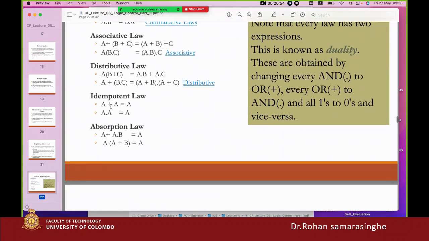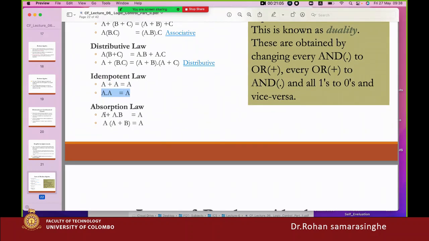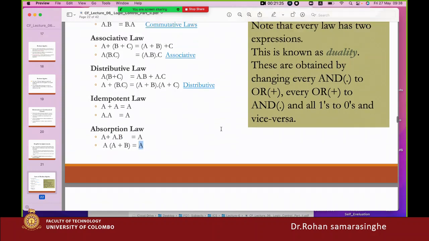Idempotent law means A plus A is A, A dot A is also A. A plus A and A dot A are the same. Absorption law: A plus AB. We can show A plus AB equals A(1 plus B), that is A, so A plus AB is also A.